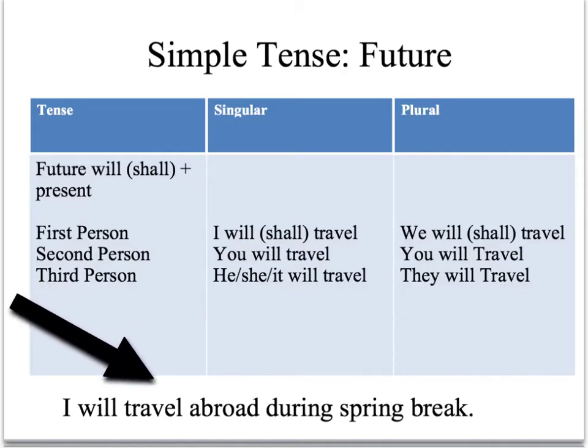Check out the example below. I will travel abroad during spring break. The verb is travel in the present form with the helping verb which demonstrates that the action will take place in the future. I will travel abroad during spring break.